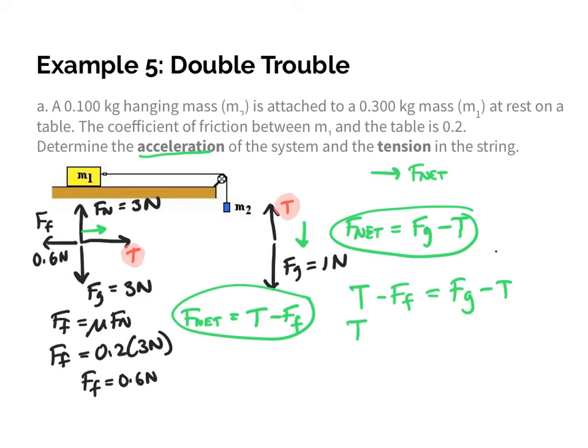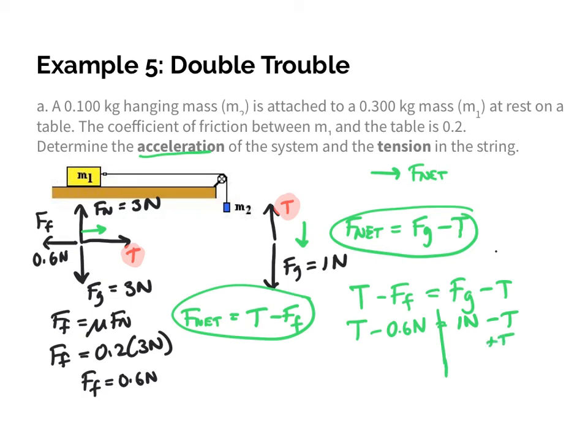So I have T minus the force of friction, which is going to be 0.6 newtons, equals the force of gravity, and this is referring to this mass. So it's going to be 1 newton minus the tension. So if I want to solve for tension, the first thing I do is gather my T's on one side, gather the numbers on the other side.